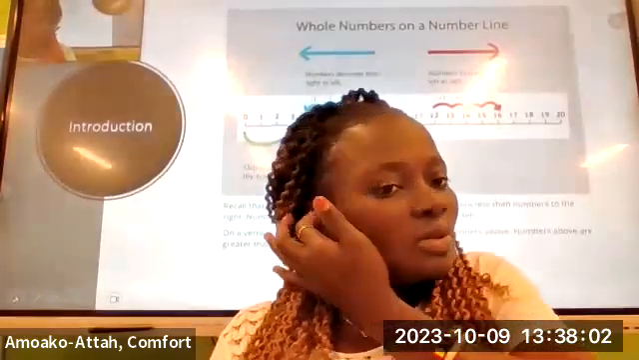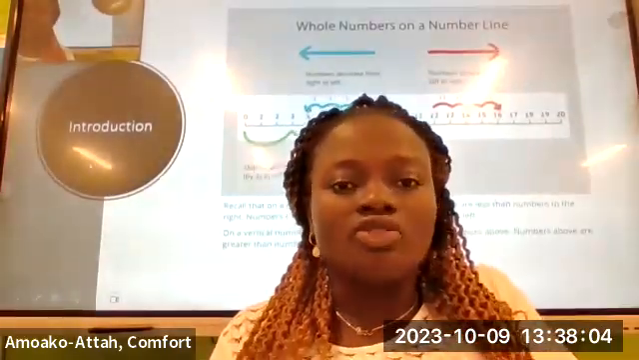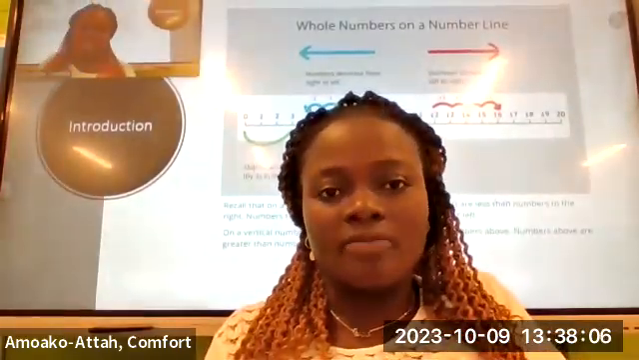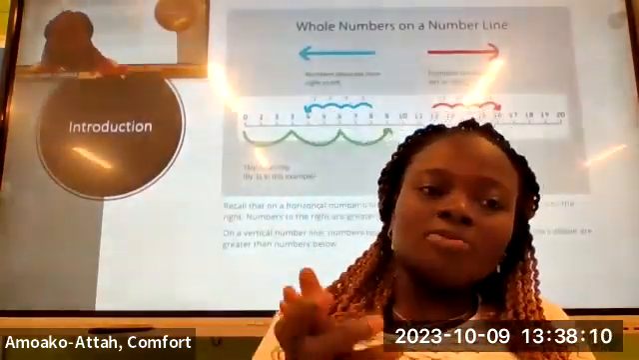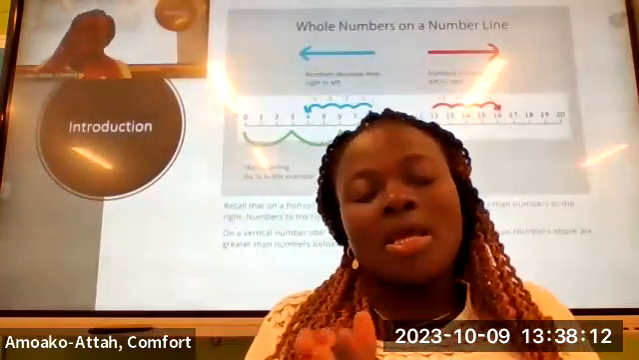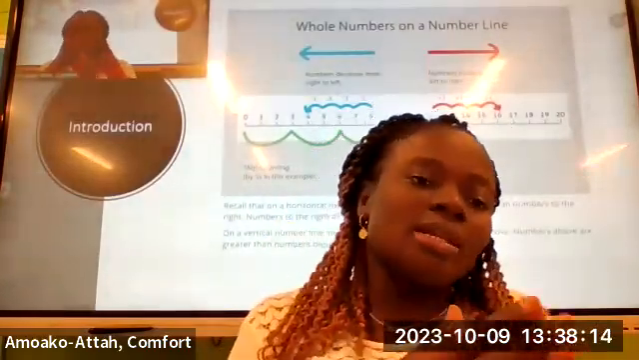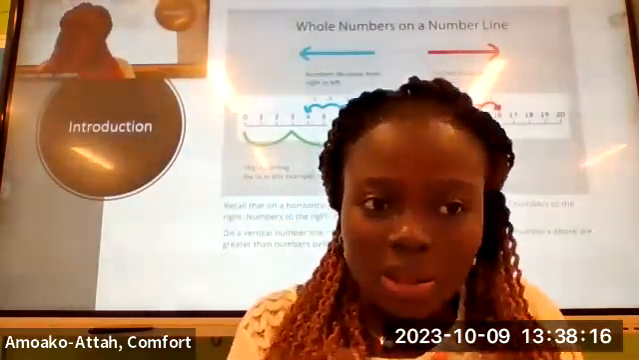All right, so this is the introduction again. Let's remind ourselves of this. We have the number line. To the right are positive values, to the left are negative values. And as it moves from the right to the left, it decreases based on the scale.